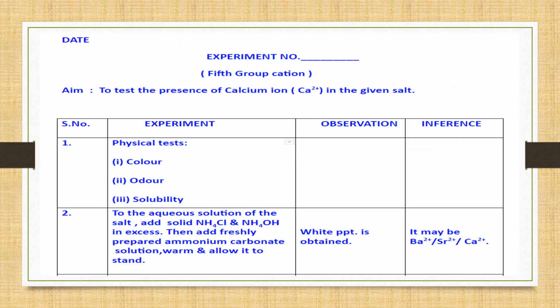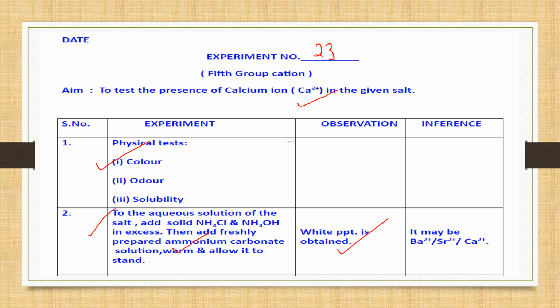Now this would be experiment number 23. Calcium, the last member of group 5. To test the presence of calcium ion in the given salt, first we'll carry out the physical tests as usual. Then the preliminary test. Same because it belongs to same group as barium and strontium. To the aqueous solution, solid ammonium chloride, ammonium hydroxide followed by freshly prepared ammonium carbonate solution. Warm it, allow it to stand for some time. It will also give you a white precipitate.